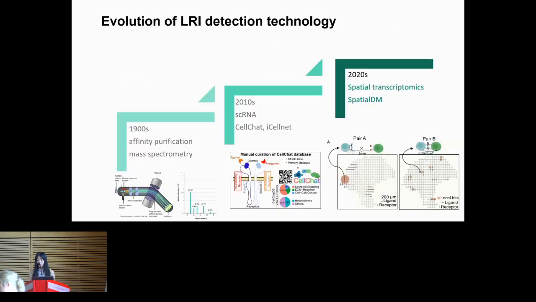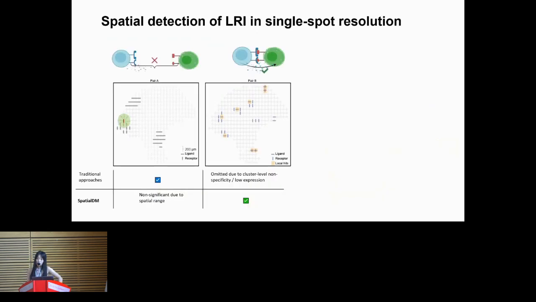With the development of spatial transcriptome, we think such problems could be addressed, and that's what led to our project, SpatialDM. We get rid of all the clustering and annotation steps and observe each single spot directly to avoid false positives and false negatives. So how do we do it?